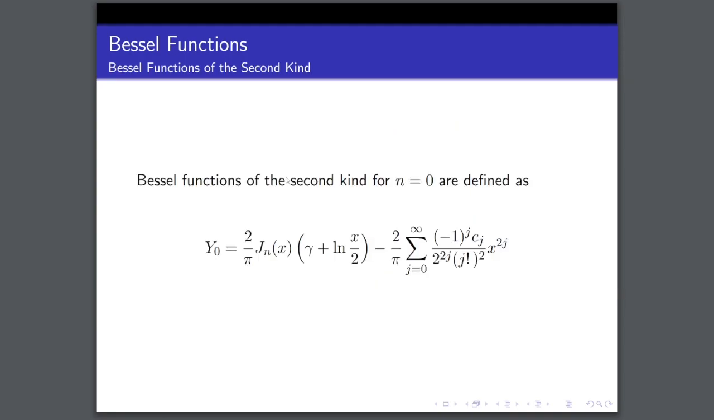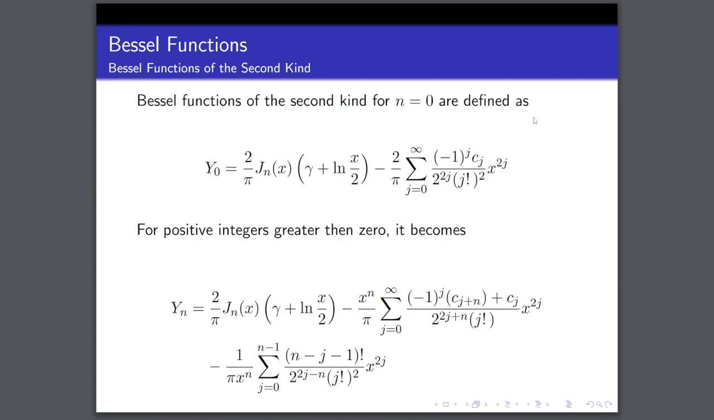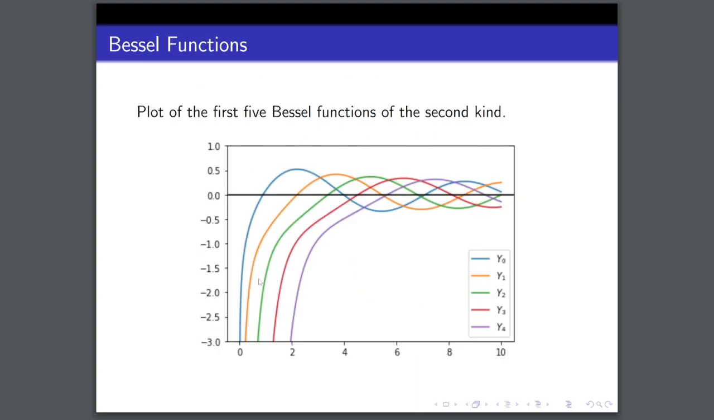So the second kind of Bessel functions are much more complicated. For example, this is just the definition for the 0th order second kind. If we instead look at integers greater than 0, then we get this very, very messy function. However, we don't have to care about this because if we look at the graph of all of these functions, we see that there's a singularity at 0, and then they all converge around the y equals 0 line later on.